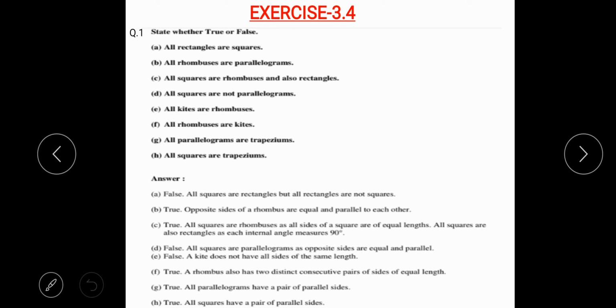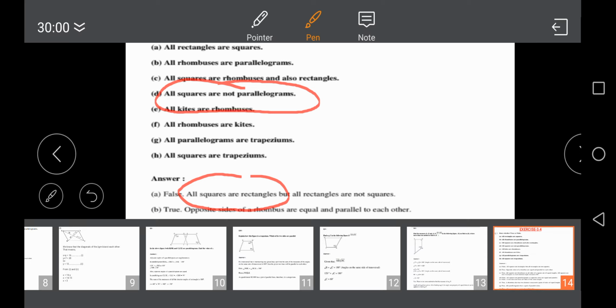Now let's look at part D. All squares are not parallelograms. Now this is false, because we already explained that all squares are rectangles, but all rectangles are not squares. In the first part we studied that all squares are rectangles. So here this statement is false. All squares are parallelograms as opposite sides are equal and parallel.